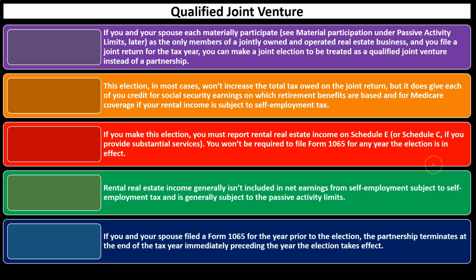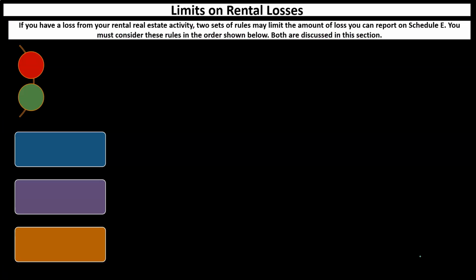If you and your spouse filed a Form 1065 for the year prior to the election, the partnership terminates at the end of the tax year immediately preceding the year the election takes place. So in other words, if you had a partnership before and then you make the election, that's what they're talking about here. You had a partnership and now you're doing the election, so you don't have to do the partnership and then the K-1 type of thing.